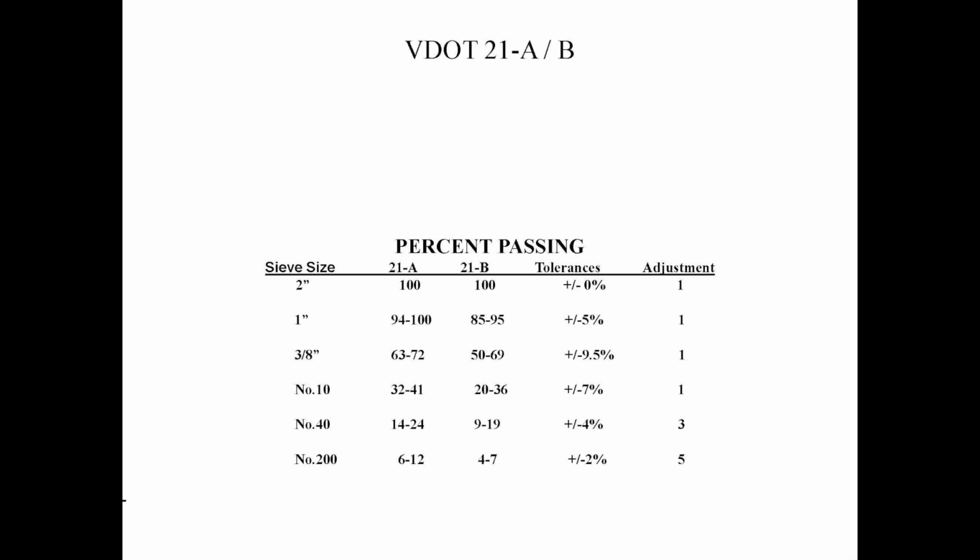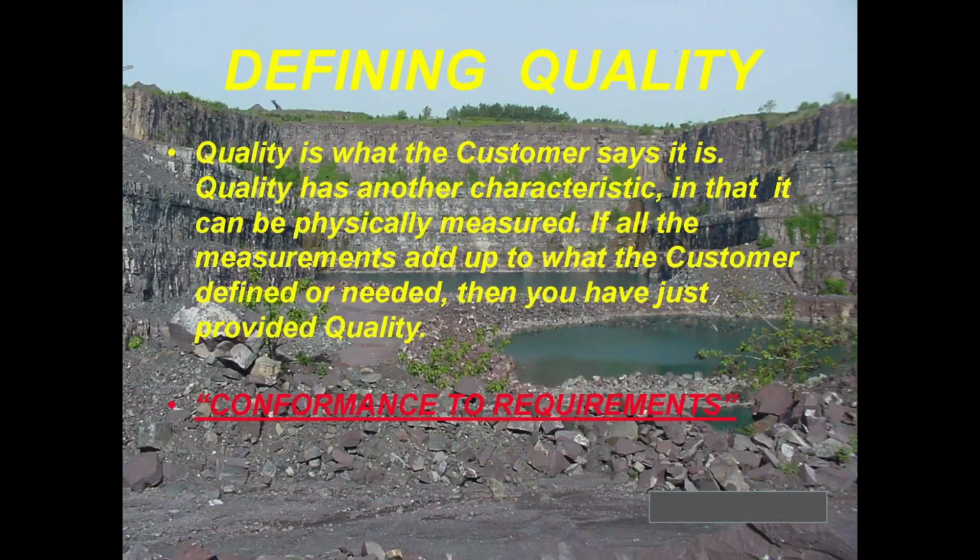So just by not working that pile properly, I've created some issues for me or my customer or both. And the bottom line is, what happens to the surface of the road? It's going to come apart too, right? But this was a really good definition of quality. Quality is what the customer says it is, right? Customers are always right. Quality has another characteristic in that it can be physically measured. If all the measurements add up to what the customer defined or needed, then you've provided quality.